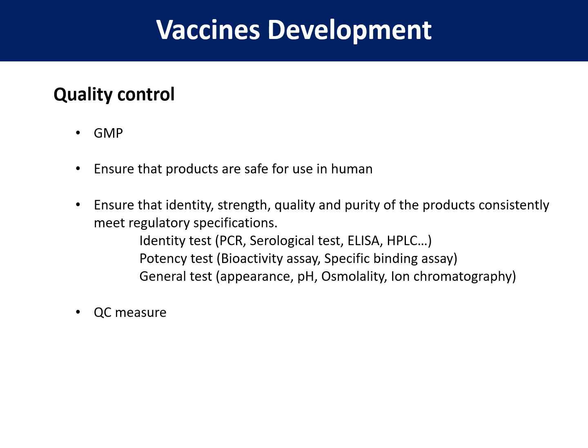And then we have a general test that looks at the appearance, the pH, and osmolality, using ion chromatography, and also evaluates toxicity, whether you have any trace of toxic compound, any residual toxicity. So basically the general test and safety test is to demonstrate the product contains no other harmful material and is sterile before being distributed.